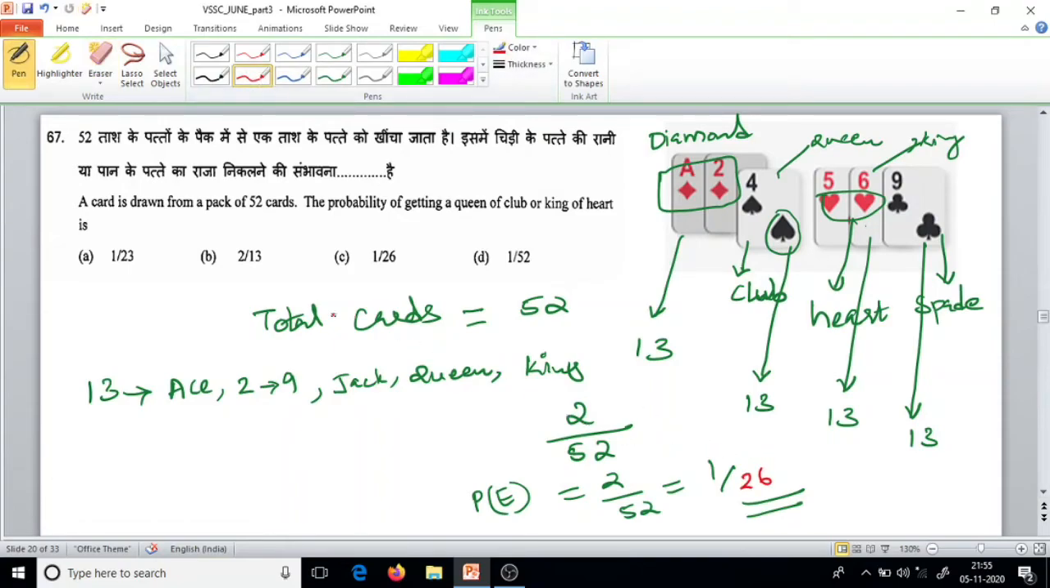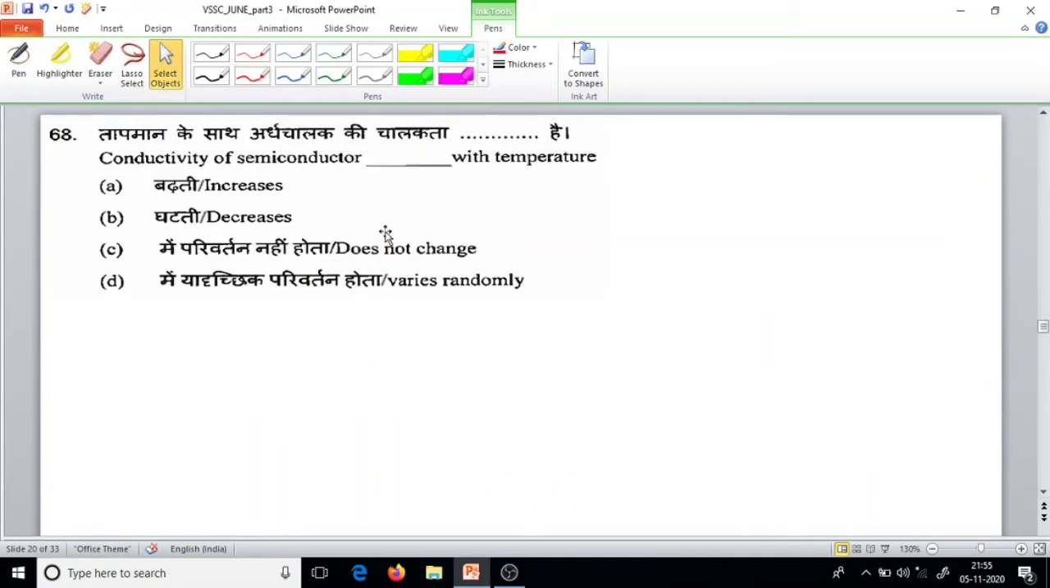Question number 68. Conductivity of semiconductor with temperature. At room temperature, the semiconductor conductivity is very less, but when the temperature increases, the conductivity also increases. So the answer is option A, increases.